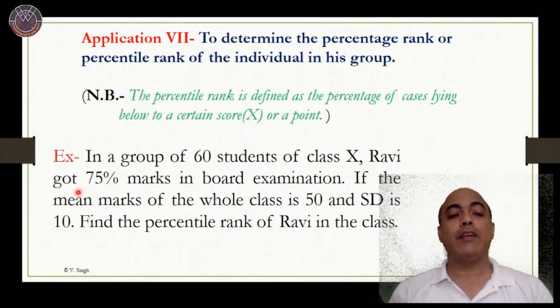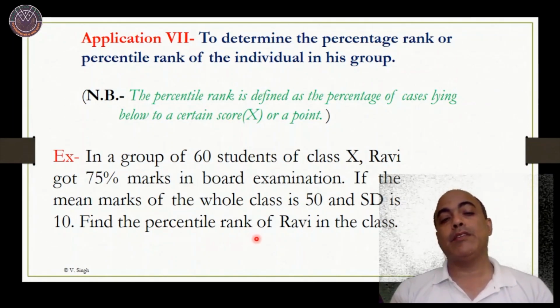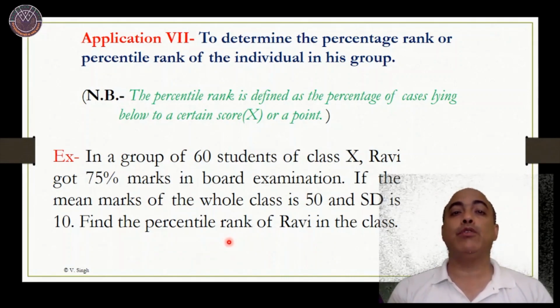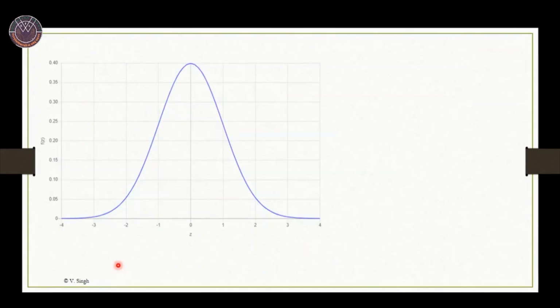So if he has got 75% marks, we need to find out what percentage of students are lying below Ravi, that is, the percentile rank. Let us see how we can use the normal probability curve to solve this problem. First, we need to see how this problem appears in a normal probability curve visually. This is the mean value, and as per our problem, the mean is 50.